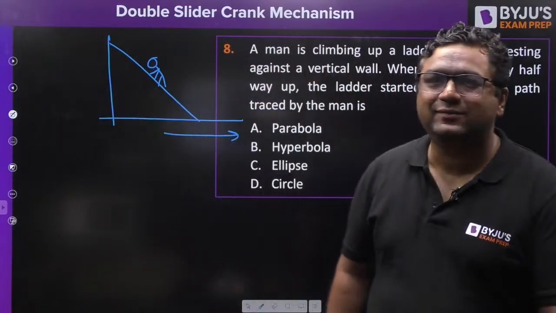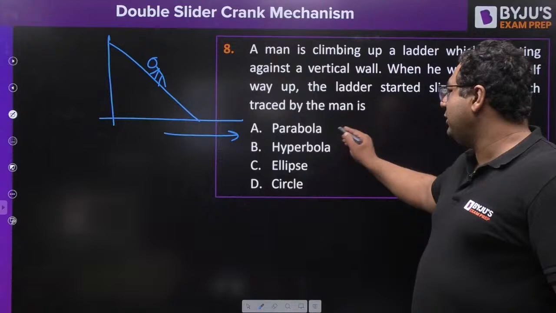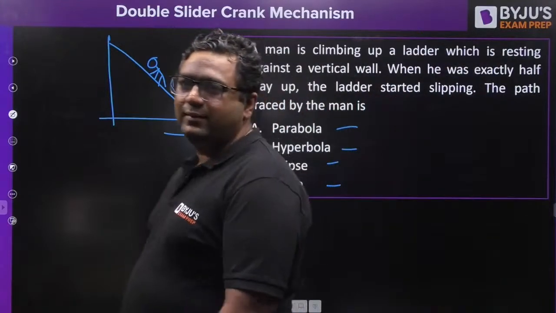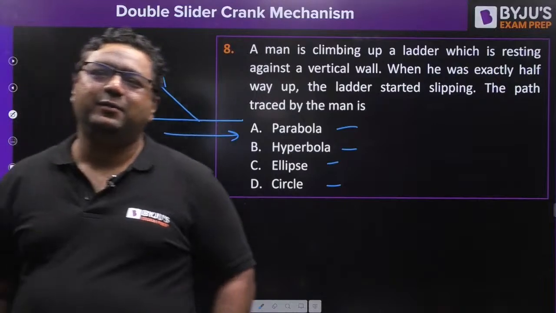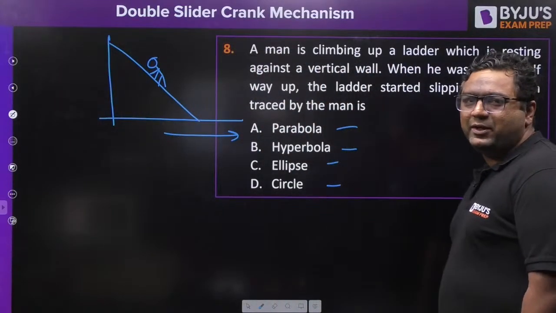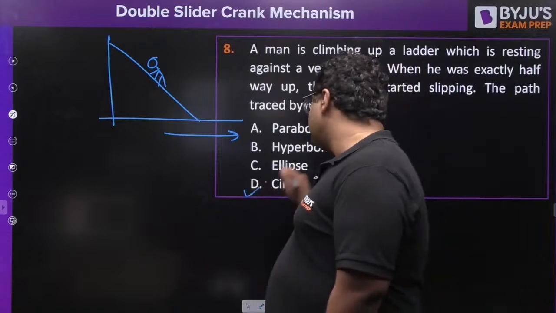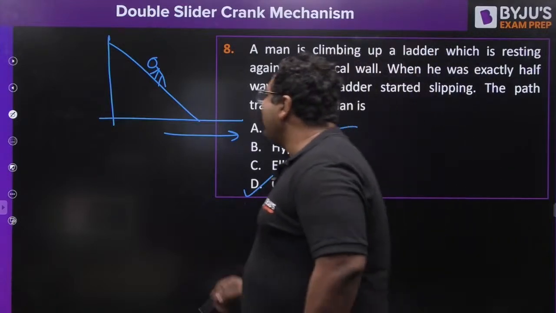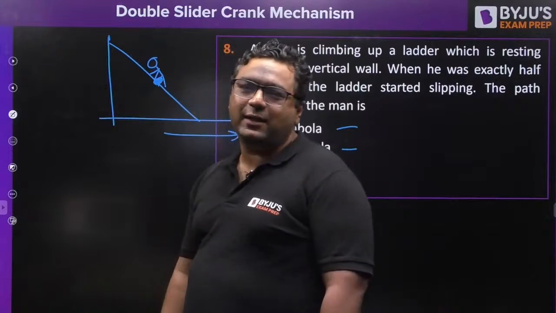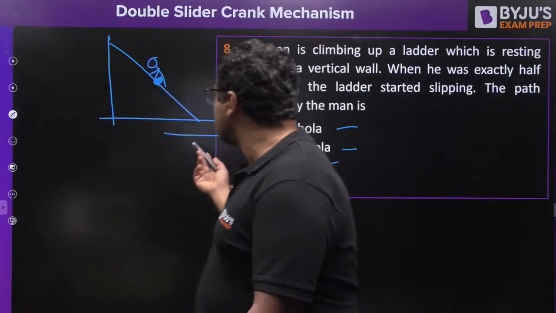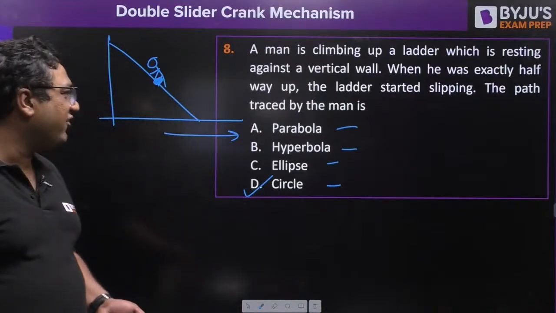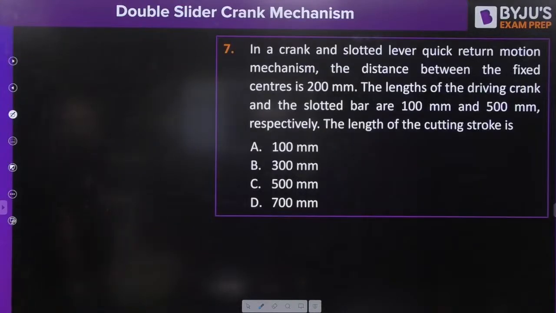Yes, anybody else? What is your answer? Parabola, hyperbola, ellipse or circle? Bhavya is saying circle, Harshada is circle, Abhimanyu is saying circle, and yes, circle is correct. Because I told you only the midpoint is going to plot the circle, in case of the elliptical trammel only. So this is how the questions are framed in engineering services.